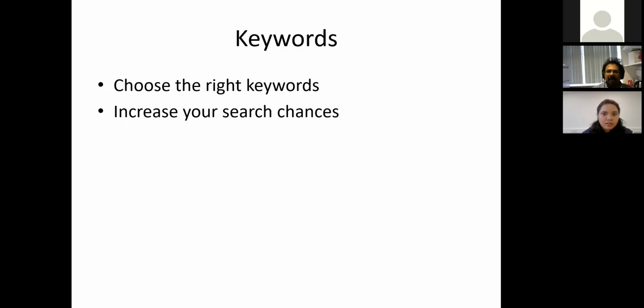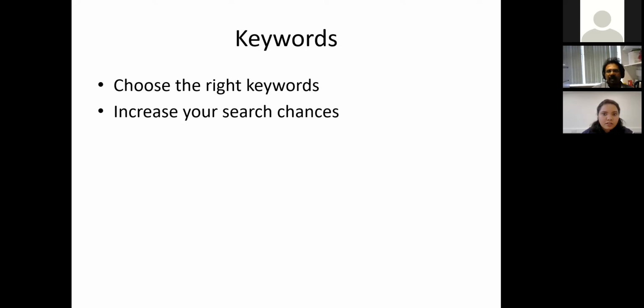There is no point in repeating a word which is already in the title or abstract. For example, if you use the word photocatalysis in the title or abstract, you could use photocatalytic, and that will increase your search chances. Okay, always remember that.